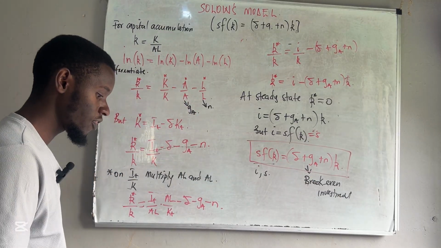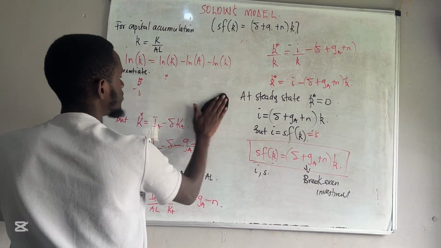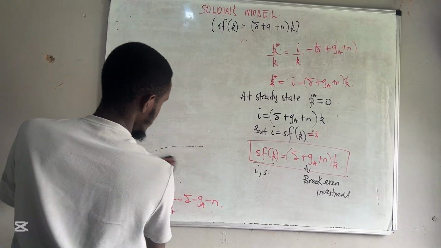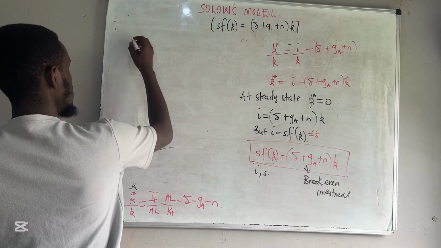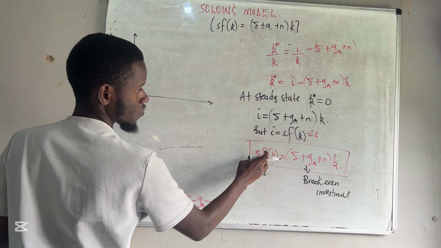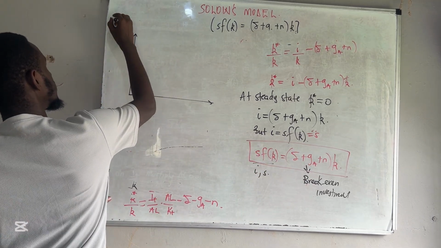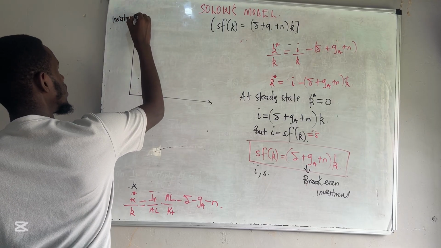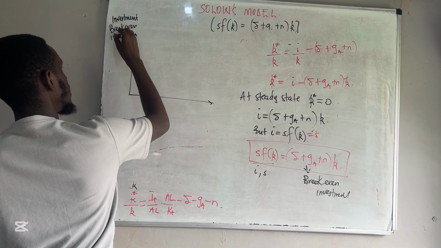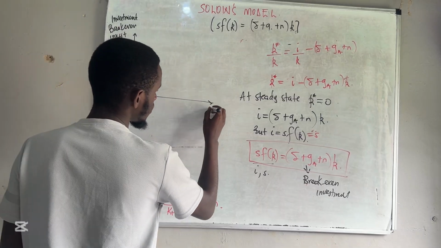Now, members, from there, I think we are able to appreciate this, but let me now show it graphically. Graphically, you are seeing that we have two things. We have investment, which is this one, and then we have also the break-even investment. Let me call it investment, and then break-even investment on the y-axis. Then here you have the capital per effective worker, small k.